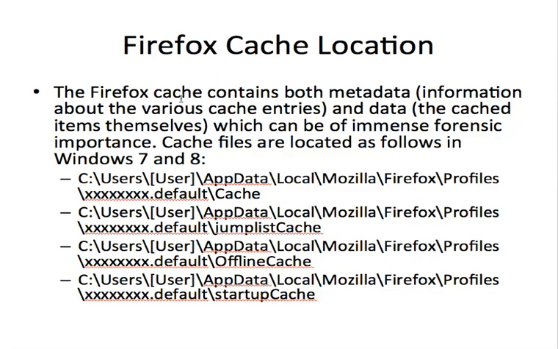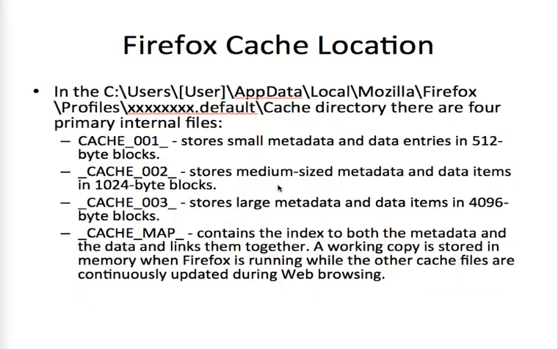So the Firefox cache contains metadata and data which can be of immense importance from a forensic standpoint, and this just shows you here. I'm not going to go over all of them, but where that information is kept. For some of the later versions of Firefox, we have the cache, the jump list cache, offline cache, and startup cache. And as you see here, there are 4 primary internal files that hold different types of cache information. Cache 001, 2, 3, and the cache map.